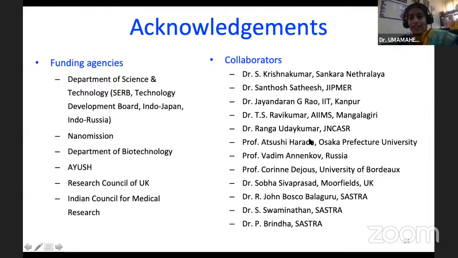And I have benefited from a lot of experienced collaborators, starting from Dr. Krishna Kumar Shankara, who has been my collaborator for the eye-related diabetic retinopathy projects, and Santosh from JIPMER, Jayendran, and of course, not to forget Dr. John Bosco Balaguru, Dr. Swaminathan and Brinda from our own university. I would like to thank all of them.